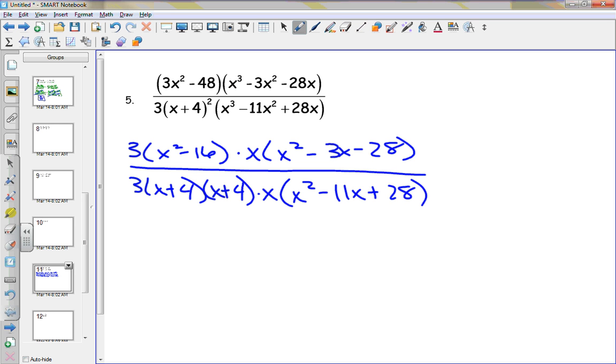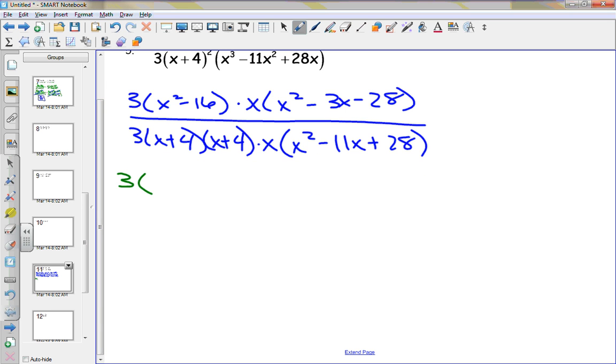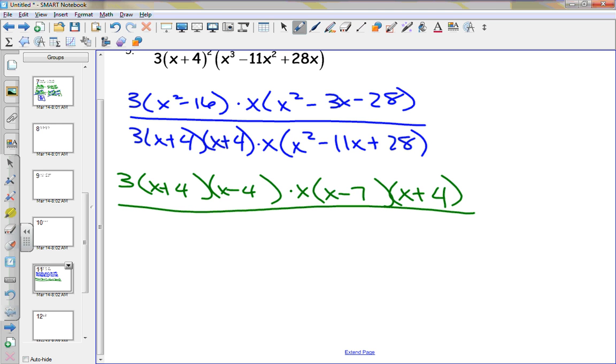Now, I need to continue factoring the two binomials. So the jump is left. How do I factor x squared minus 16 into two binomials? X plus 4, x minus 4. How do I factor x squared minus 3x minus 28 into two binomials? Minus 7, plus 4. X minus 7, x plus 4. All over. Bring down that jump.